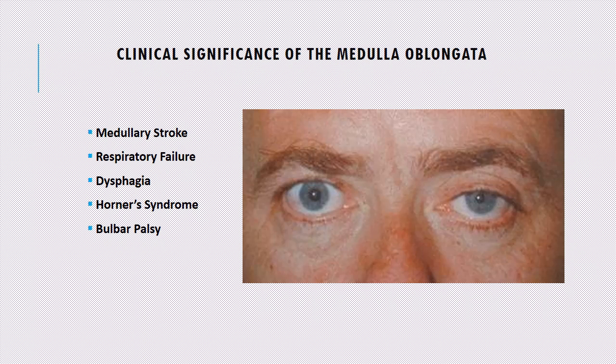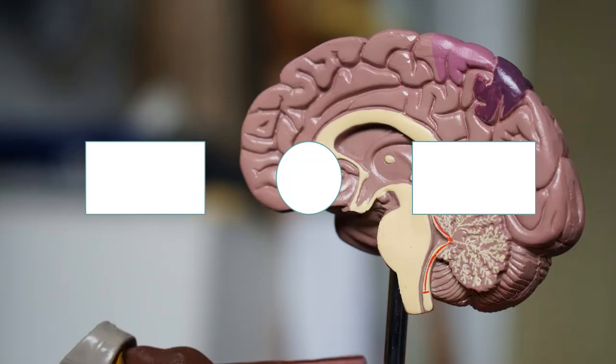Damage to sympathetic pathways can result in Horner's syndrome, which is characterized by pupil constriction, eyelid drooping, and lack of sweating on one side of the face. Bulbar palsy, a condition affecting cranial nerves 9, 10, 11, and 12, arising from the medulla oblongata, leads to speech, swallowing, and respiratory difficulties. This is all for today.